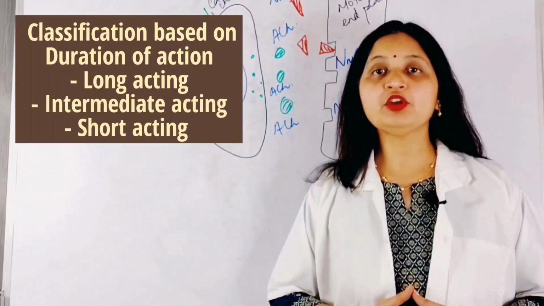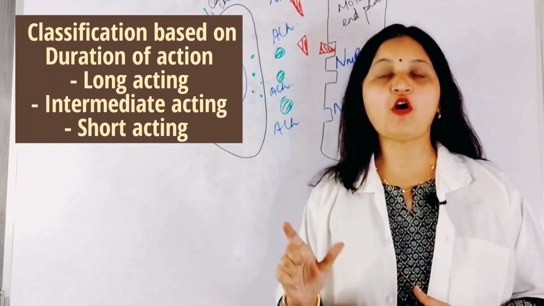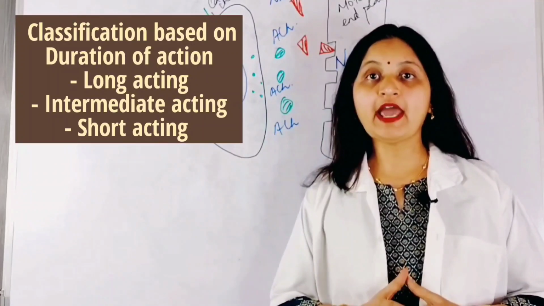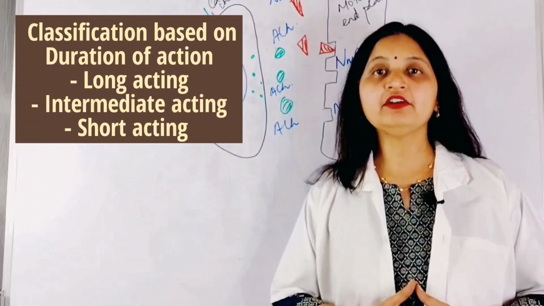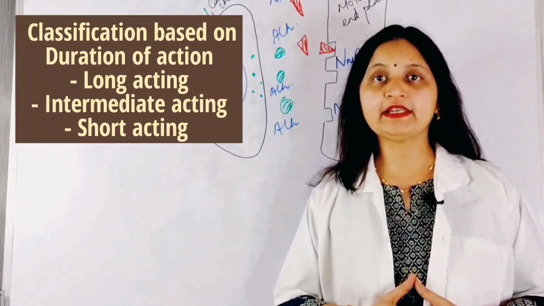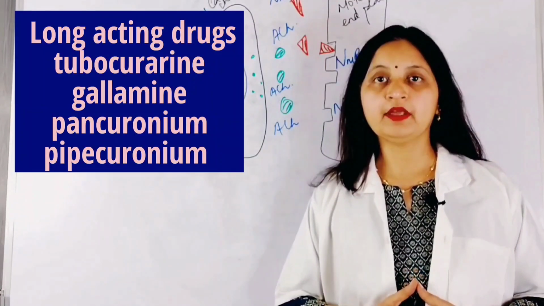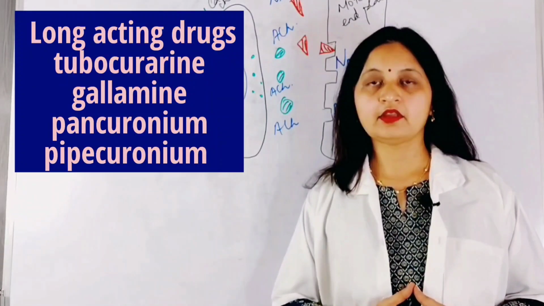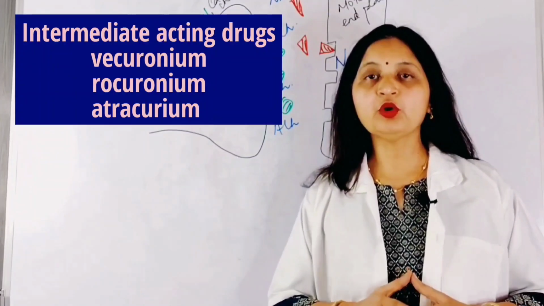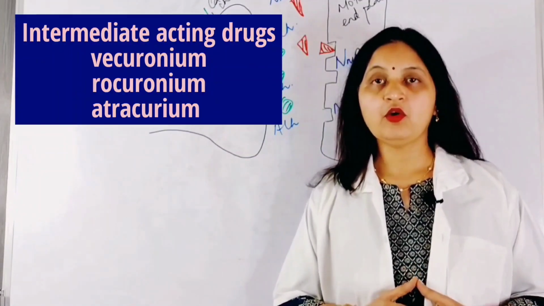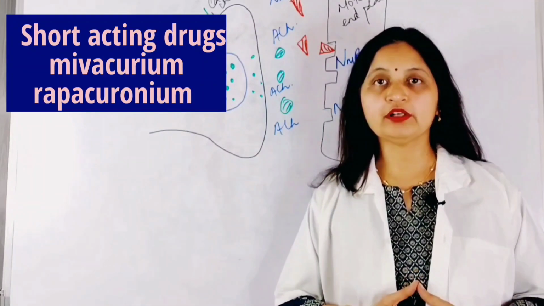The non-depolarizing neuromuscular agents can also be classified based on the duration of action. They can be long-acting, intermediate-acting and short-acting. The long-acting drugs are tubocurarine, gallamine, pancuronium, pipecuronium. The intermediate-acting drugs are vecuronium, rocuronium, atracurium, whereas the short-acting drugs are mivacurium, rapacuronium.